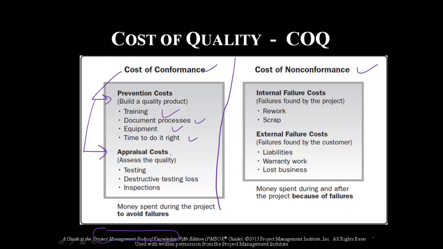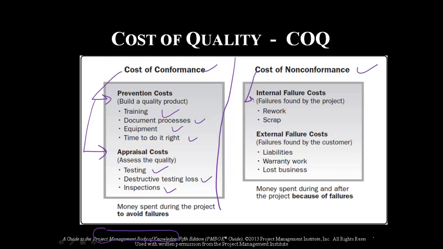Similarly, we have appraisal cost, which is assessing the quality, like testing. We check the product whether we have matched the customer's requirement or not. Next, we have the destructive testing loss, and then we have the inspection. So what is destructive testing loss? I'll discuss this in detail. But prior to that, let's first discuss the cost of non-conformance portion.